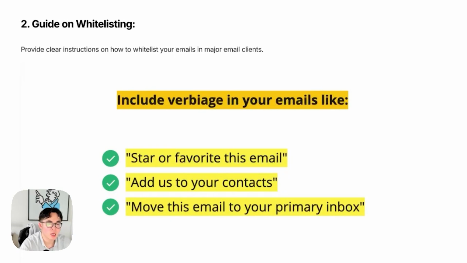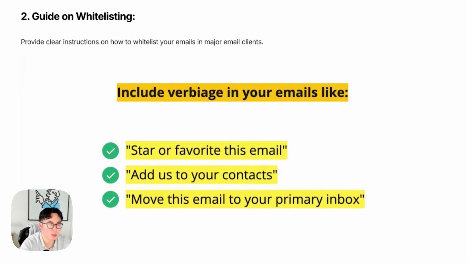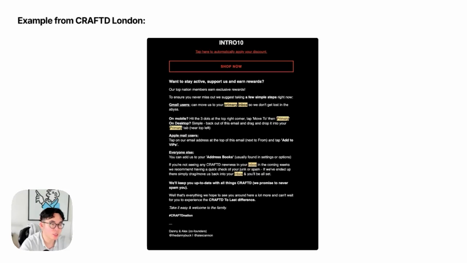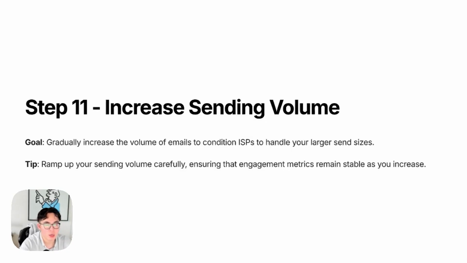Number 2, guide on whitelisting. So here you want to provide clear instructions on how to whitelist your emails in major email clients. Include verbiage in your email like star or favorite this email, add us into contacts, or move this email into the primary inbox. Here's an example from Crafted the London. As you can see here, they provide instructions for Gmail users, on mobile, on desktop, Apple Mail users, and everyone else.